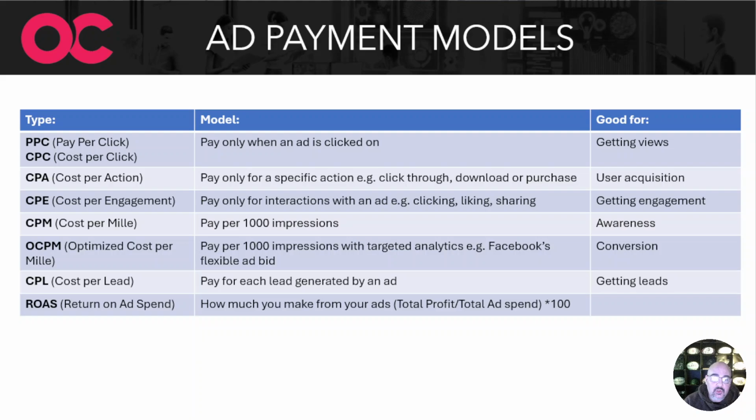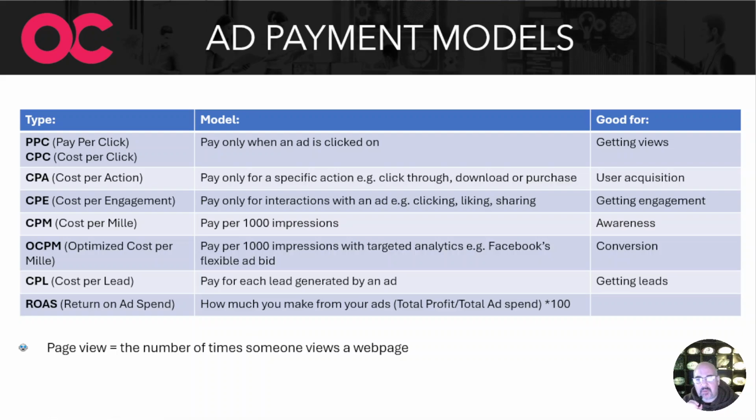If you're trying to get somebody to do a specific action, you could do a CPA, so cost per action. So you only pay when people actually complete the action. So like if you wanted somebody to download a file on your website, you could pay per action. So it's a cost per action. And when people do that, you actually pay for it. So it's going to be cheaper, and it's going to get people engaged there. And it's good for user acquisition, getting emails and things like that.